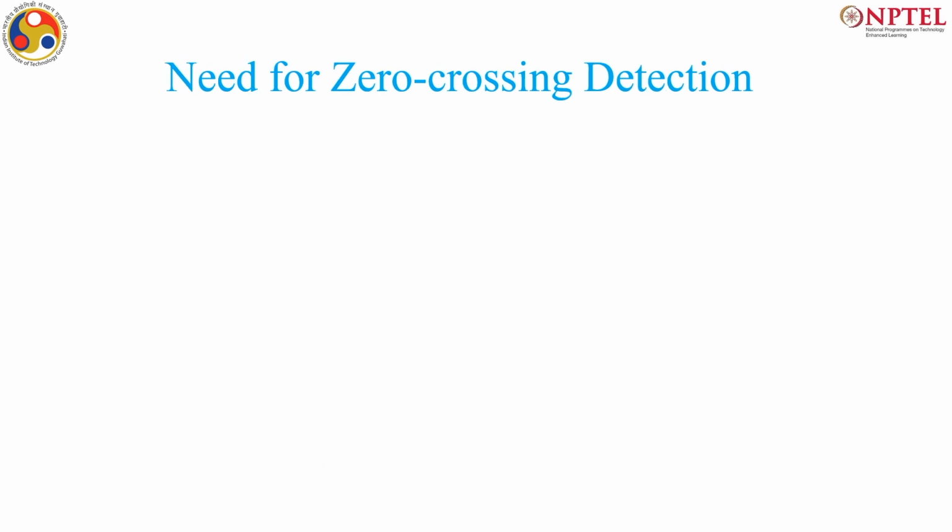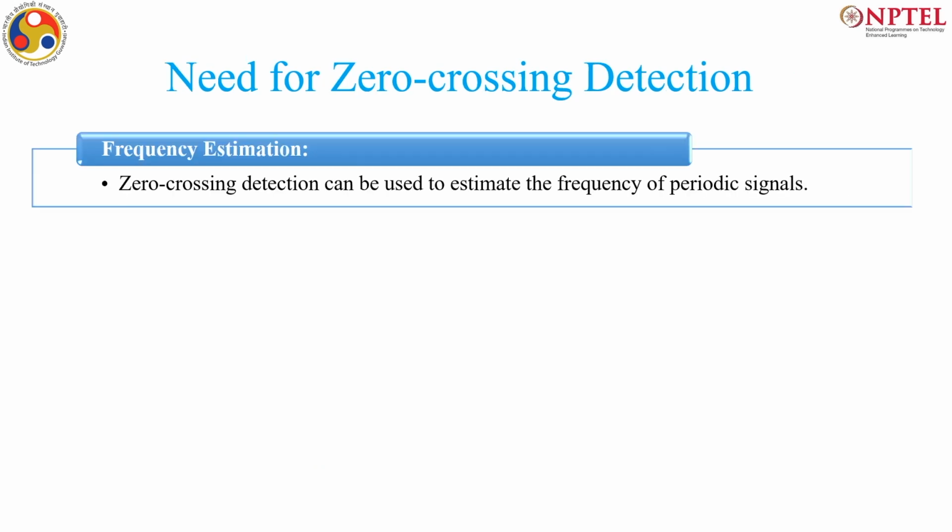So, what is the need for zero crossing detection? The first is frequency estimation. If you see a sine wave and I ask you what the frequency is, how will you do it? You will see how many zero crossings there are, or exactly where the zero crossings are occurring, and based on that you can find the time period or the fundamental frequency of that signal.